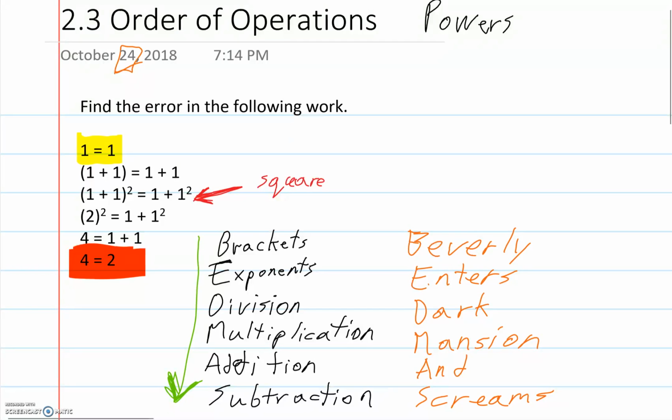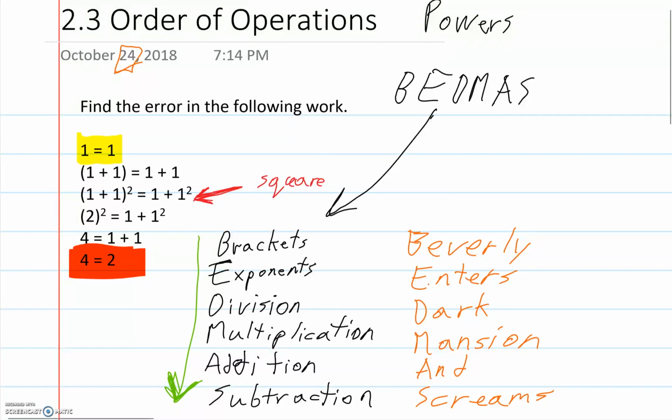So hopefully that helps you remember BEDMAS as it goes across, or if you just remember BEDMAS. Honestly, as long as you remember the order, it's fine, but BEDMAS should help you remember the order. It's easier to remember just the letters, BEDMAS, and then from there, figure out that it's got brackets, exponents, division, multiplication, addition, and then subtraction in that order.